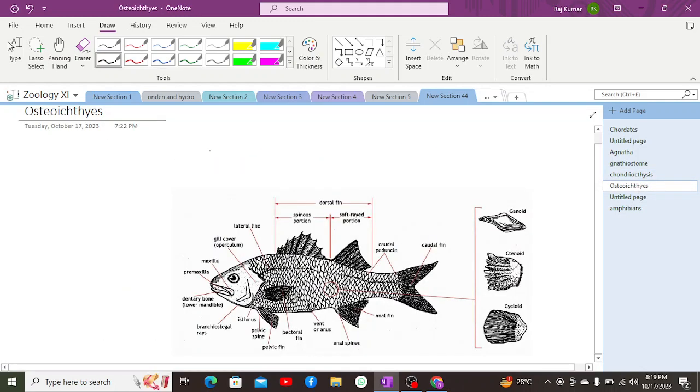Osteichthyes. Osteichthyes are bony fishes. These are the bony fishes, which include examples of the fishes present in fresh water as well as in marine, including Labeo rohita, rohu fish, as well as seahorse, sailfish. Seahorse is the slowest fish, which is as slow as if it seems that this fish is not moving in the sea at all.